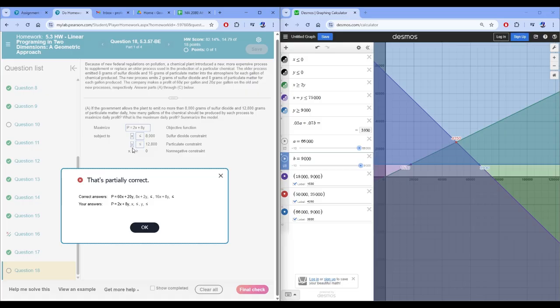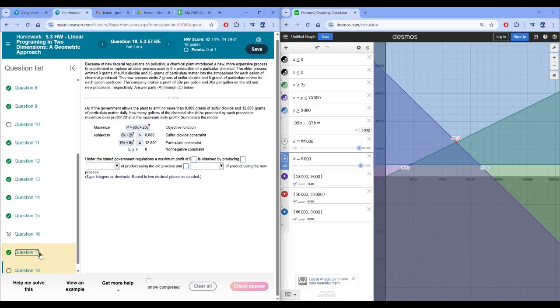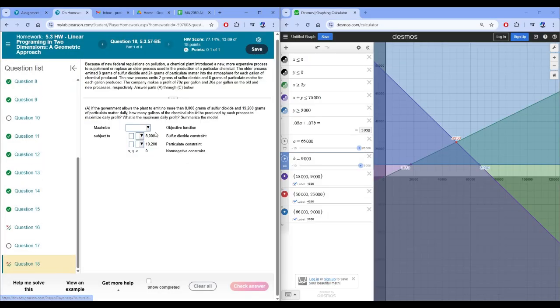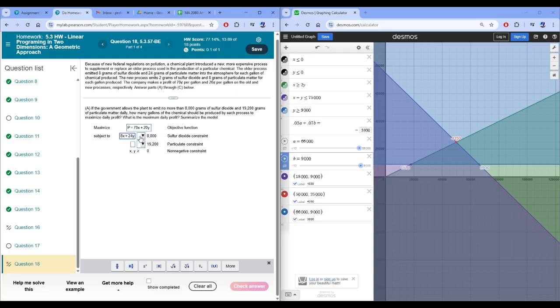Oh, they wanted me to actually write the equations in? Oh, I misunderstood the question. All right, yes. Let's go back. Okay, so I want to maximize it with 70 cents and 20 cents. My sulfur oxide for the older process is 8x plus 24y is less than or equal to 8,000, and then this one should be 2x plus 8y is less than or equal to 19,000.